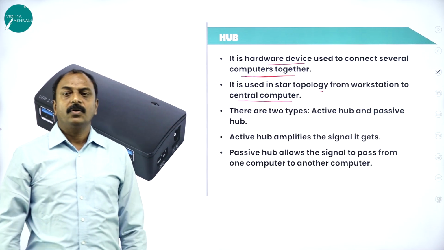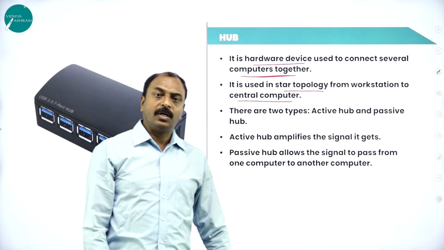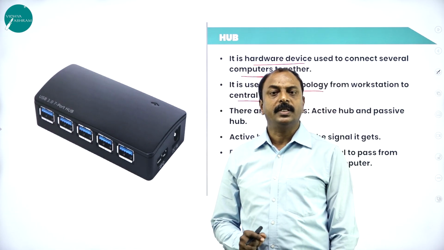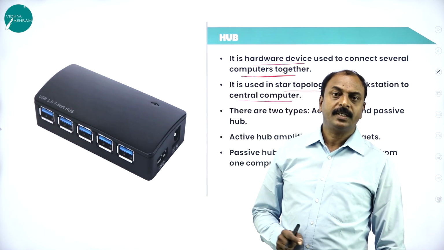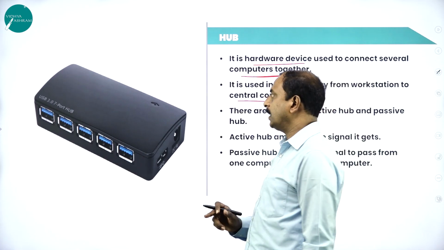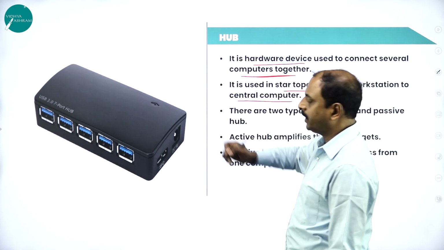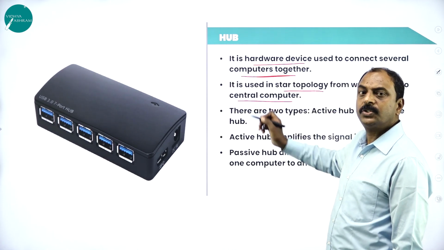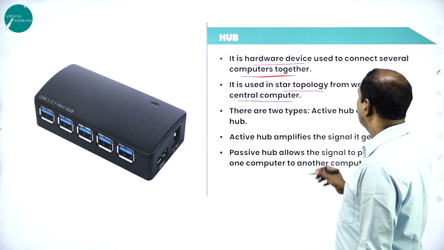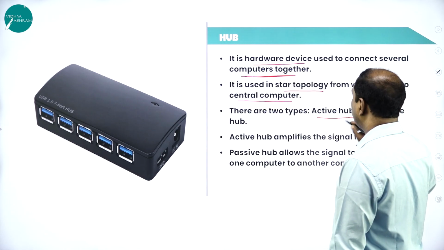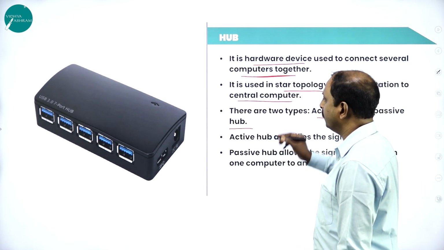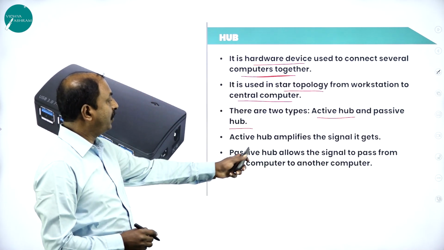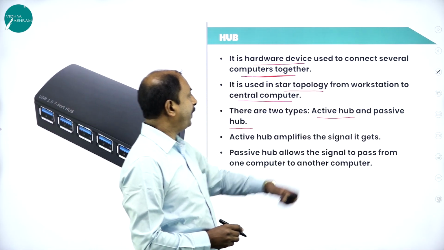Now we have seen what star topology is. In star topology, there is a central device to which all the other peripherals are connected to form a star topology. Similarly, we are using this device for connecting different computers in the form of star topology. Now there are two types of hub: one is the active hub and the other is the passive hub.